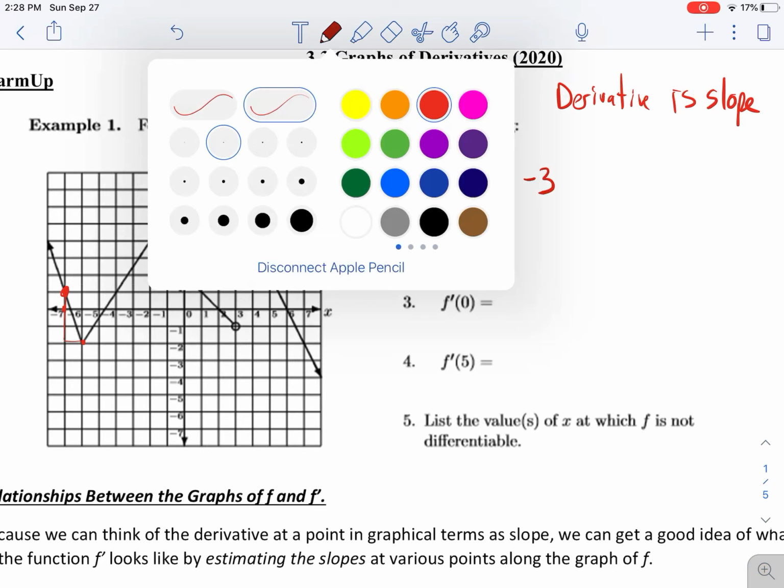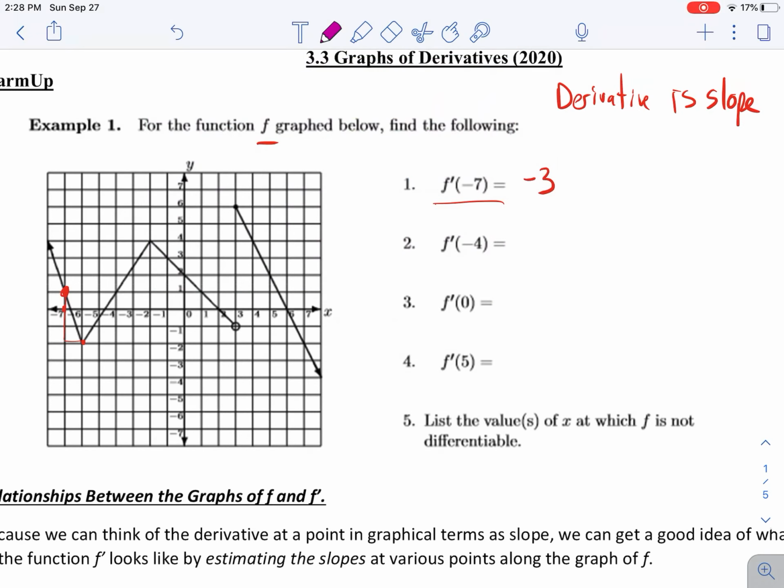Let's do the same thing for another one. The derivative at negative 4. Here's negative 4. The function value is also up at 1, but I don't care. I want the derivative at negative 4. Derivative is slope. So let's see the slope from this point. Find another good point. There's another good one. Looks like it goes up 3 over 2. So the slope is 3/2. Therefore, the derivative at negative 4 is 3/2.